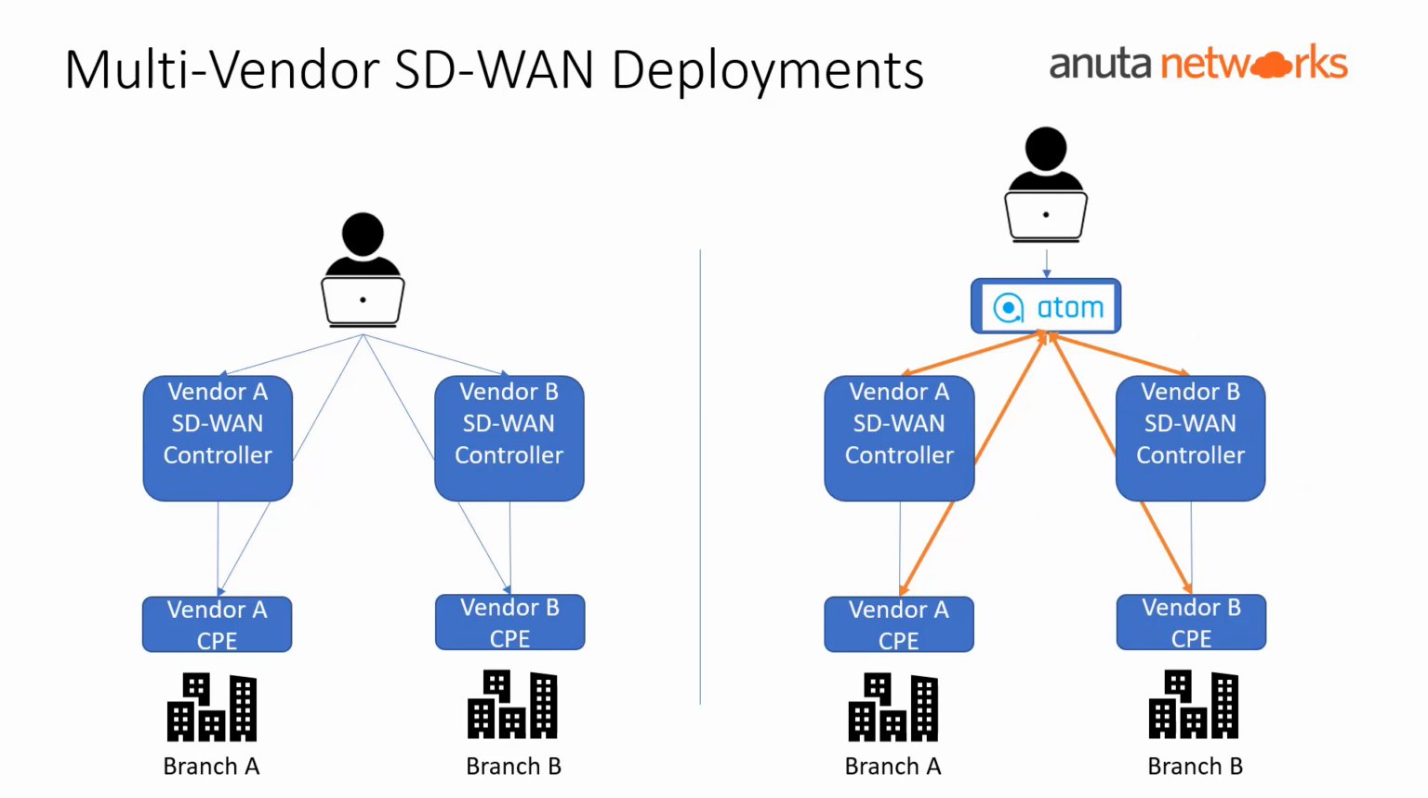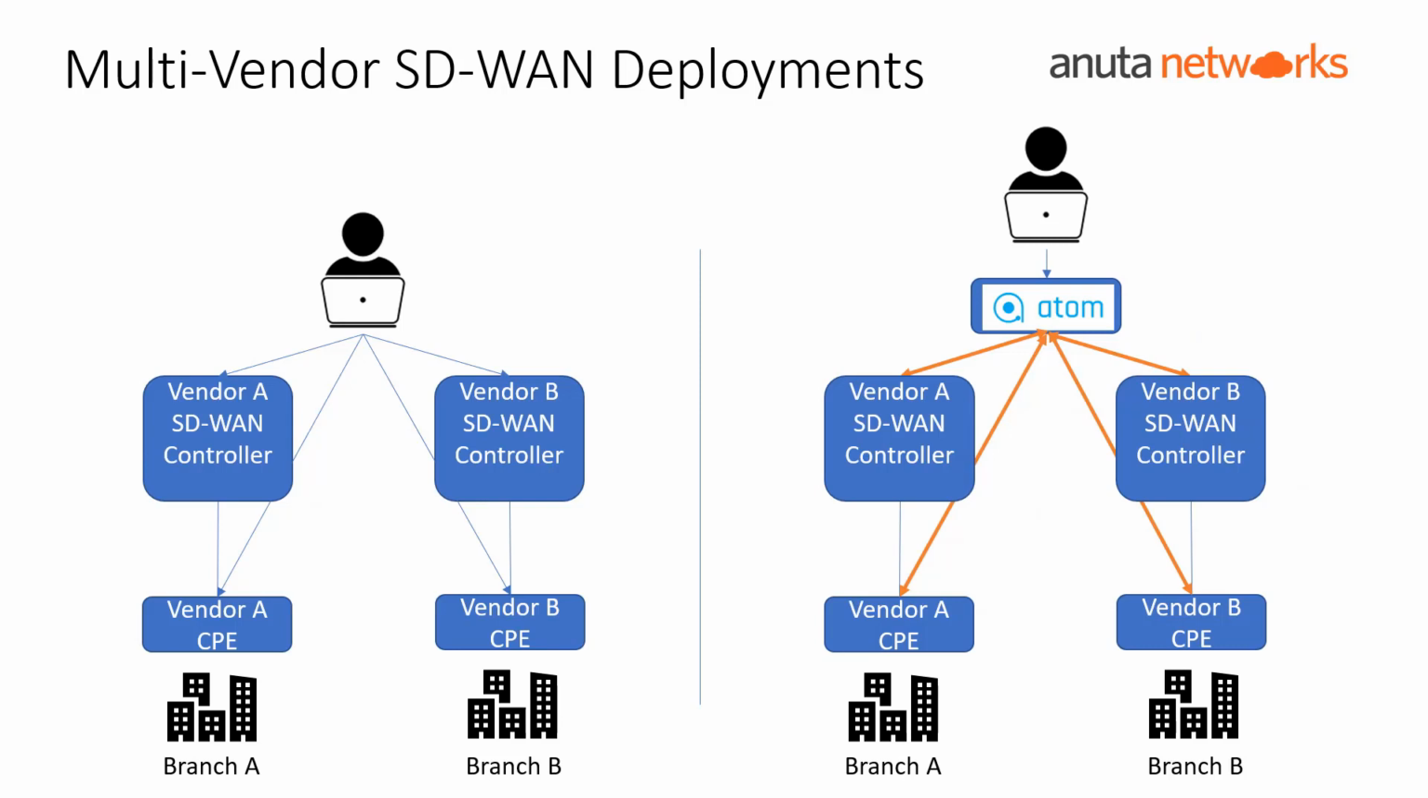A solution like Atom can save the day. Atom can act as an overall orchestrator for a multi-vendor SD-WAN solution. It can interact with both SD-WAN controllers and onboard their CPEs. From a troubleshooting perspective, it is possible that telemetry information coming from each SD-WAN vendor will be different. Atom can handle this complexity and feed into its closed-loop automation to rectify issues within the WAN infrastructure.